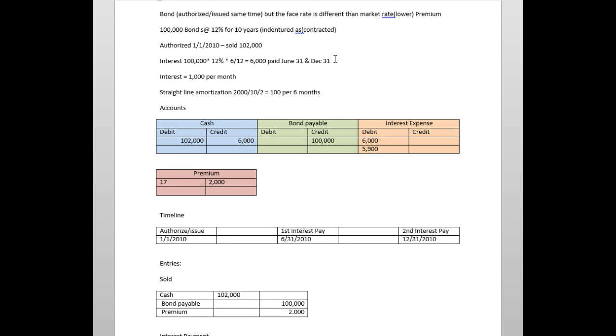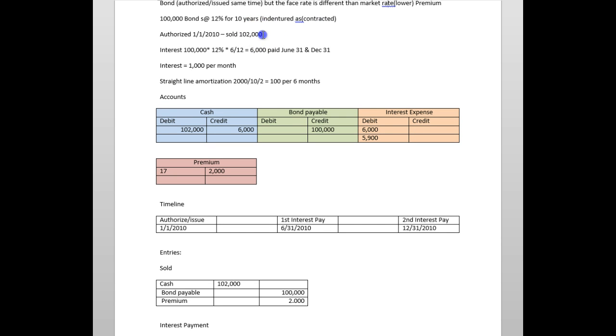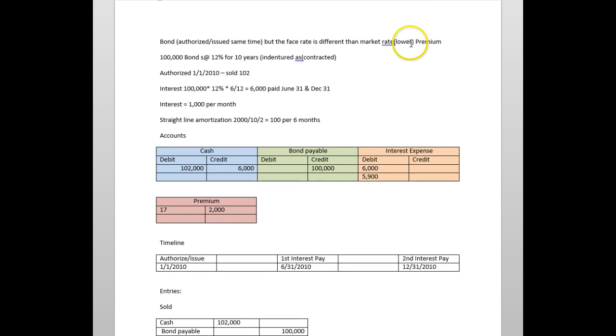So all of a sudden, this bond is going to sell for what they call 102, or it could be 104. I'm just picking 102 because it's another easy number. So remember, when the market rate is lower than the face rate, the bond is going to sell at a premium. This bond is going to sell for 102, which means I'm going to get $102,000 in cash from the buyer. Now, I have a bit of a problem here, because that bond face value is what I have to show on the bond payable here.